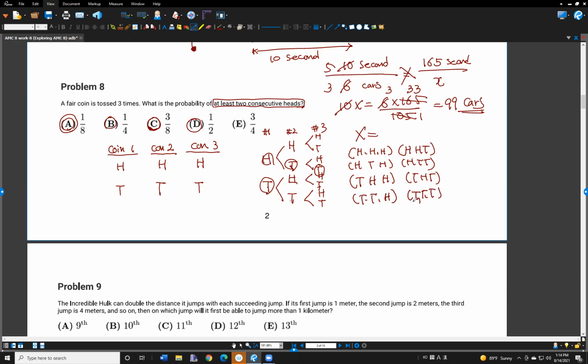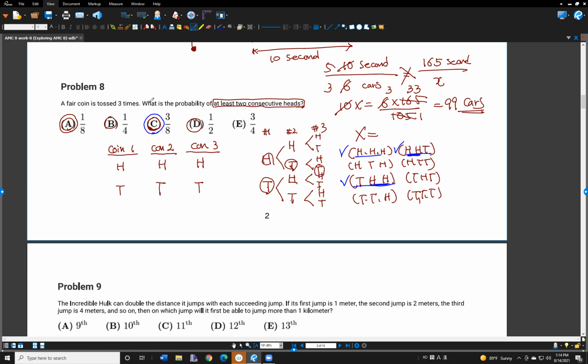That's all possible cases. But we're gonna find the what? At least 2 consecutive head. Well, this is okay. This is all 3. At least 2 consecutive head. This is okay too. But this is not consecutive. This is not consecutive. This is also consecutive head. It's okay. This is not. This is not. Where is the answer? Only 3, right? 1, 2, 3 out of 8. Choice C is the answer.